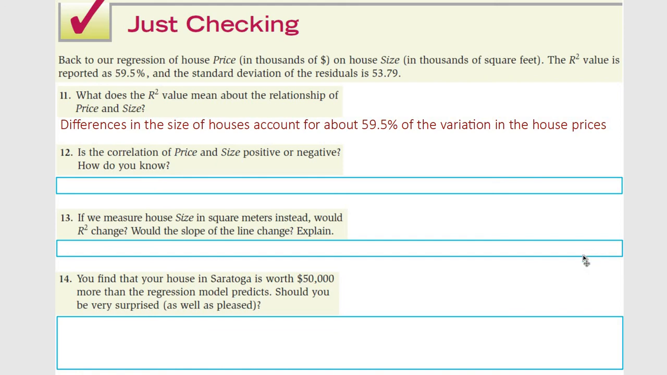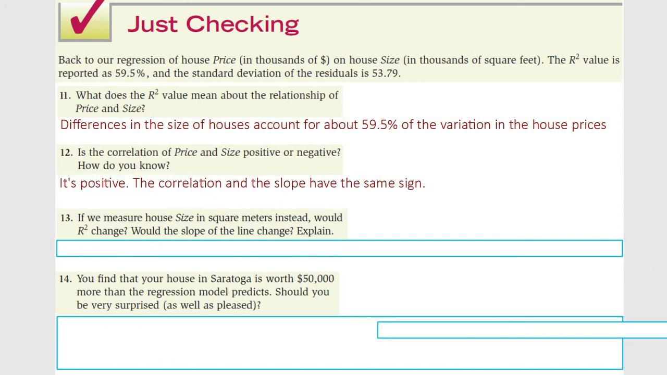Number 12, is the correlation of price and size positive or negative? How do you know? Well, it's positive. The correlation and the slope have the same sign, of course. All right, hopefully that's what you thought of.